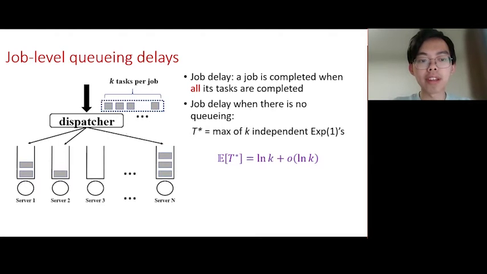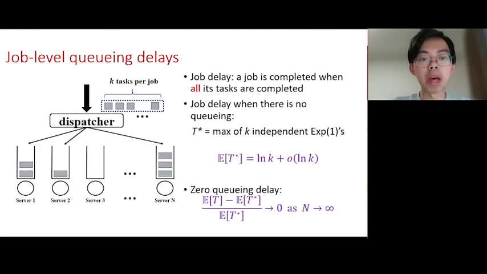Based on this job size, we define that a load balancing algorithm can achieve job level queuing delays if the expected job delays only exist a negligible fraction of the expected job size when the number of servers goes to infinity. When this property is satisfied, it simply means that the extra delay for a job is so small and its response time is almost the same as its inherent job size.